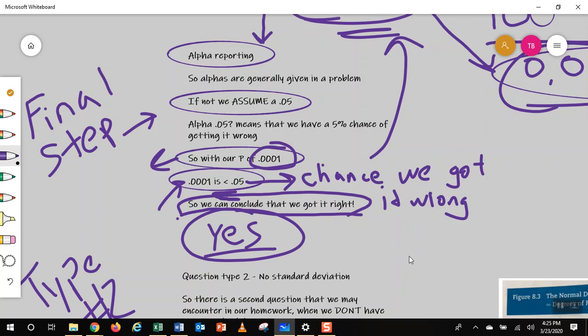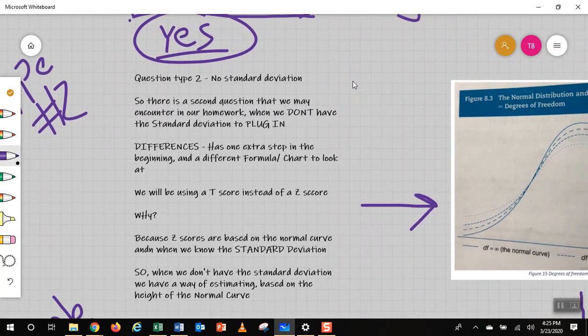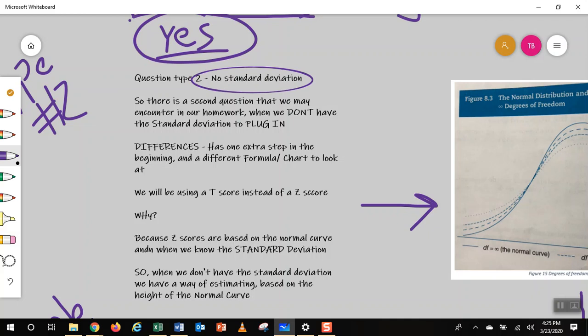So just go through, and if you want to go back and look at that, there's going to be a second version of that, which is what I'll take a look at right now. So type 1, and this will be type 2. Basically, this is looking at the same idea. It's testing our null hypothesis. It's seeing whether we got it right. But we're missing something key here. This one is an example if you have no standard deviation. And remember, standard deviations are how we interpret z-scores.